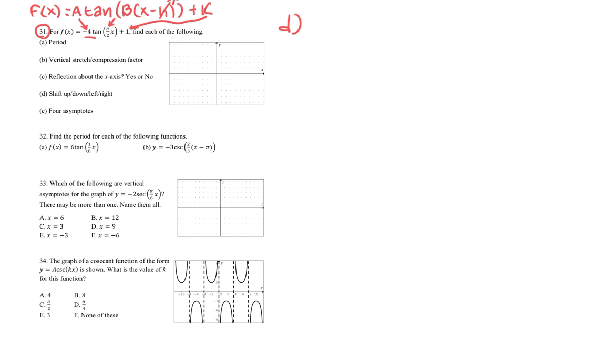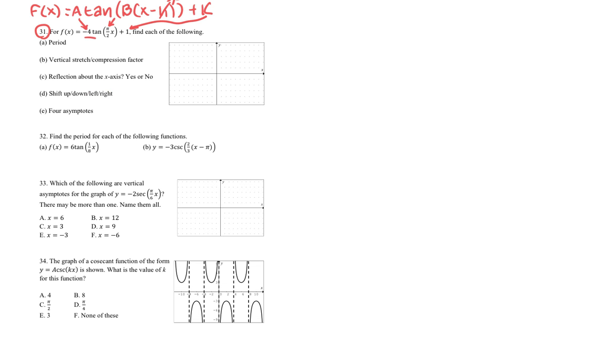For D, it's asking if we're shifted up, down, left, or right. For those, we're going to be looking at our h and k values. So we have no h value, meaning we don't have any horizontal shifts. So we're not going to be shifted left or right. But for being shifted up or down, that's where we look at our k value. And since we do have a k value there, we're shifted up 1.